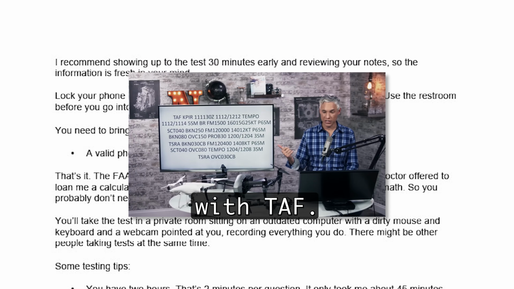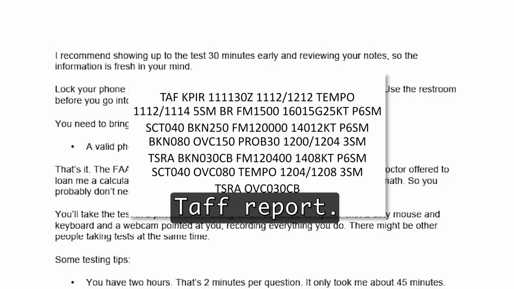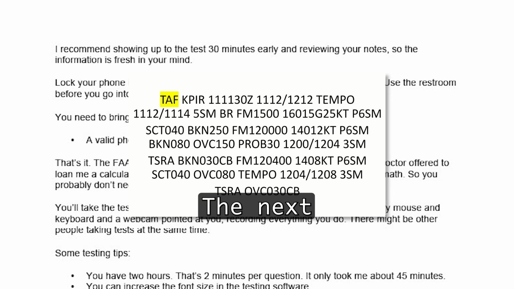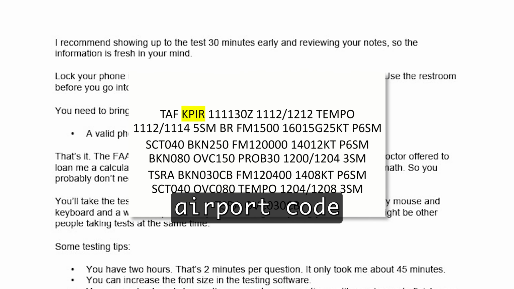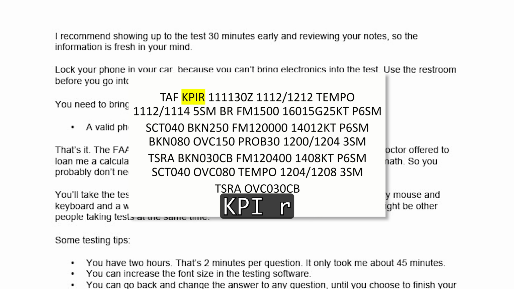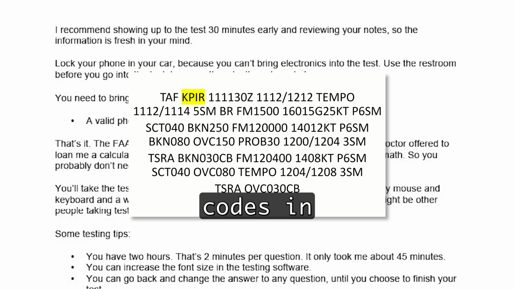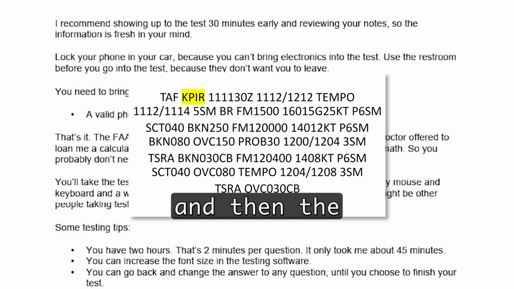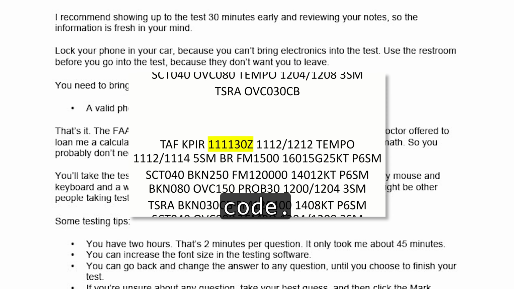The report starts with TAF. That indicates that it's a TAF report. So again, that part is easy. The next is the airport code, KPIR. In this case, again, all airport codes in these reports start with a K and then the 3-digit airport code.